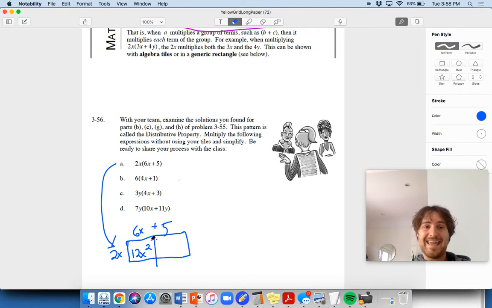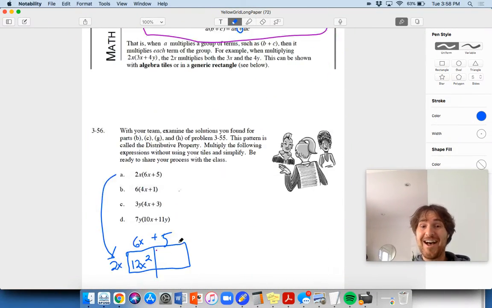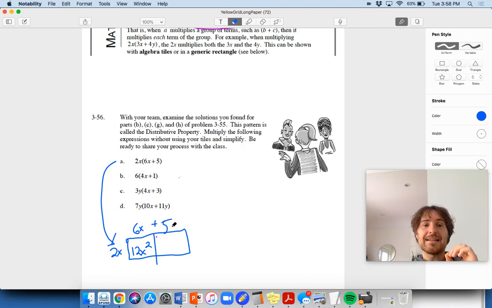5 times 2 is 10, and then x times, technically, if you did the reading up here, I point this out, x to the 0th power. So 2x times 5, and 5 I can rewrite in the standard form of polynomials as 5x to the 0th, right? Why would 5 be equal to 5x to the 0th? Well, what is x to the 0th equal to? It's equal to 1, so this is 5 times 1 here.